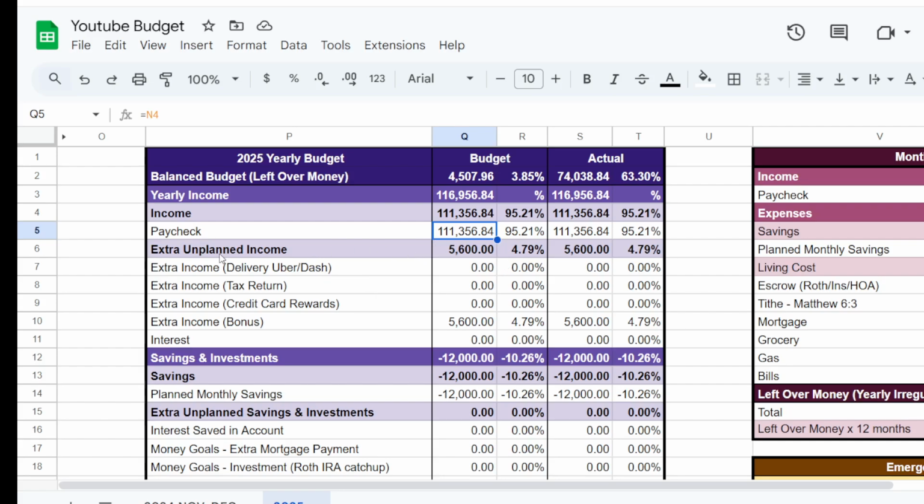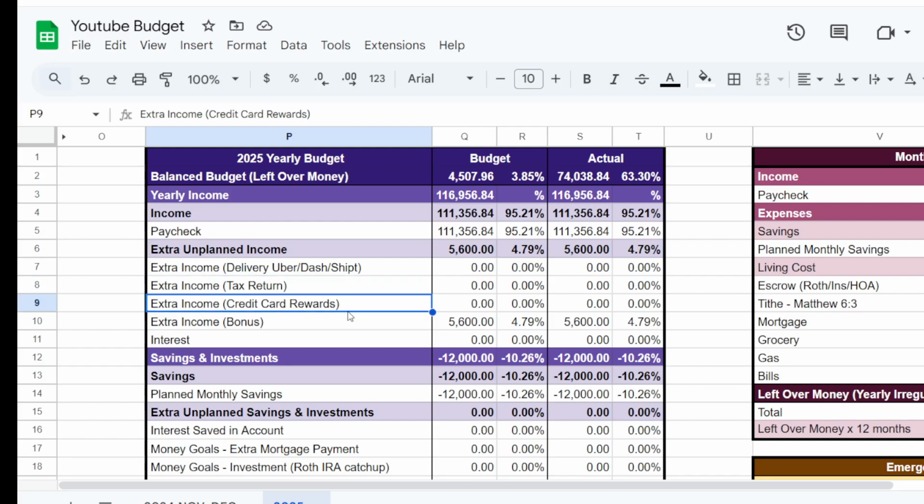In my yearly income, I broke it up into two categories. One is my paychecks, which I should get, and then I have my unplanned income right here. In my unplanned income, I do delivery services like Uber and DoorDash, and Shipped. I forgot to mention Shipped. Also, my tax returns, which I should get back sometime in the March time frame.